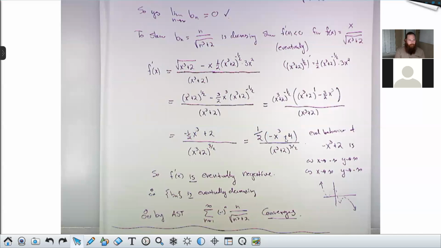Where did I pull... yes, end behavior here is coming just from the numerator. The denominator is positive. As I plug in bigger and bigger numbers for x, I know that this denominator is positive. I'm not worried about him. Where did I pull the negative x cubed plus 2 from? I've got a negative 1/2 x cubed plus 2 here, and that just came from combining like terms. So that's x cubed minus 3/2 x cubed, which is negative 1/2 x cubed.